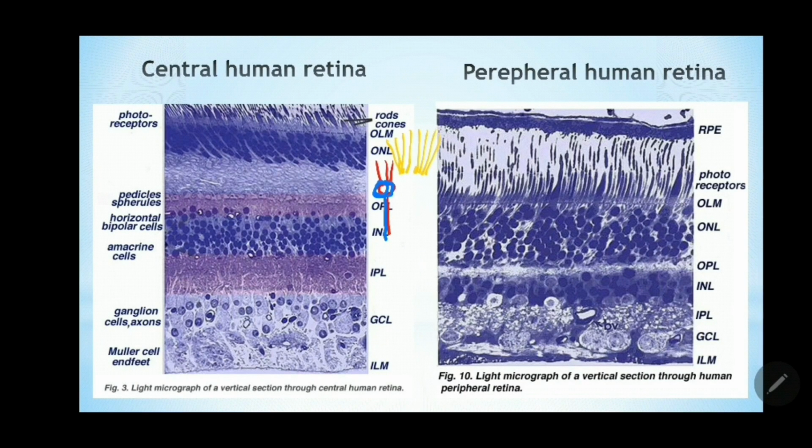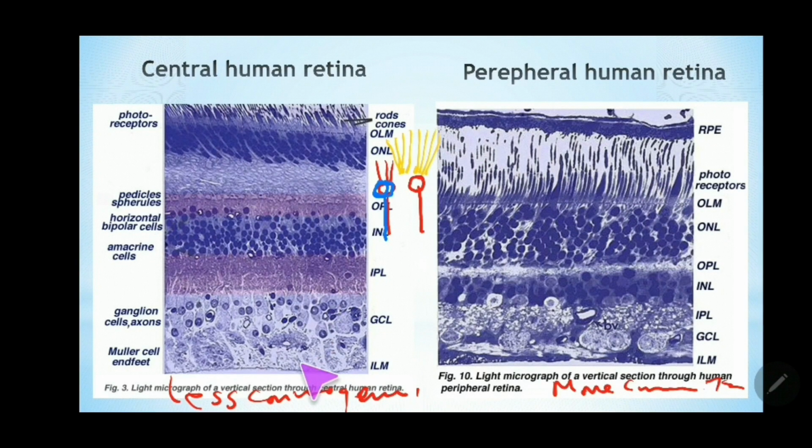and rods are very high in number, right? So there will be hundreds of rods converging over a single bipolar neuron. So there is more convergence of stimulus here, and there will be less convergence of stimulus in the central retina. 10 to 20 cones will synapse with a single bipolar. The reason is the bipolar density is much more here, and the number of cones compared to the number of rods here is very less. So that is how the convergence in the peripheral retina will be much more.